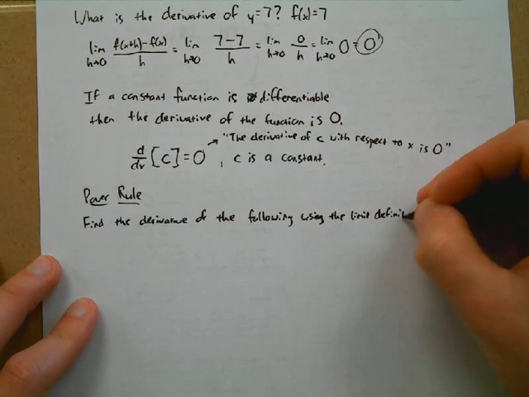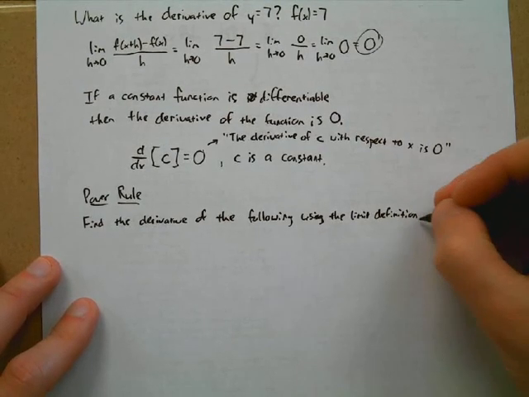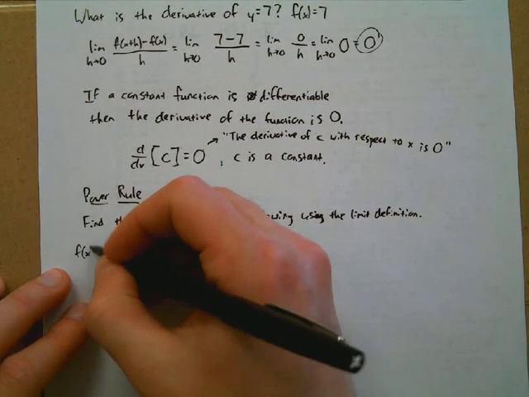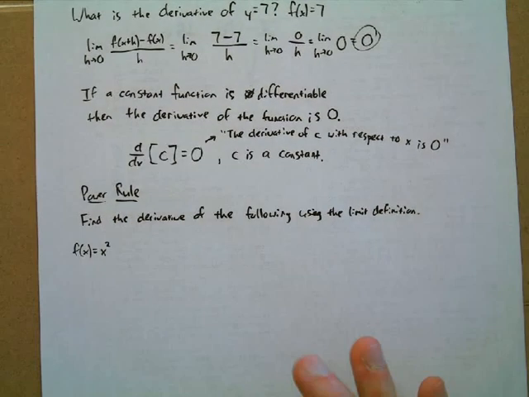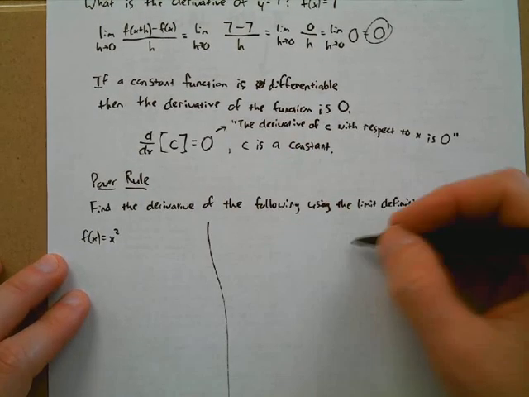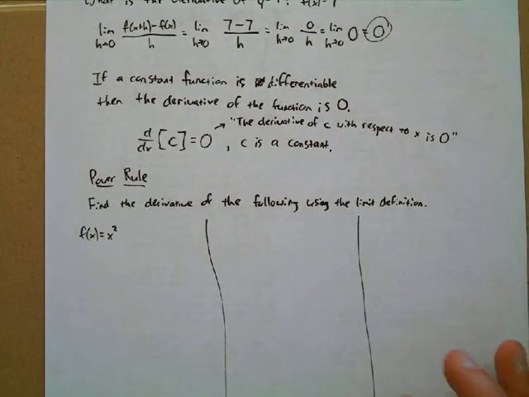We'll do 3 of these. And hopefully with 3, some of you will be able to figure out what the pattern is here to help you bypass this limit definition. All right, so first one, f of x equals x squared.